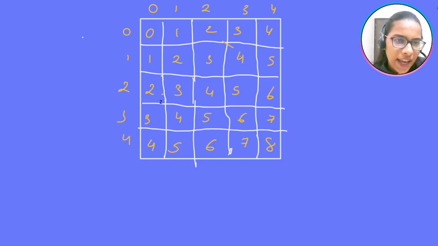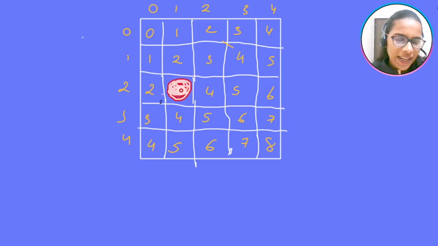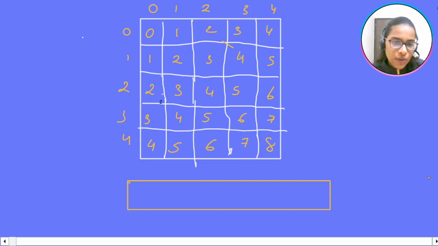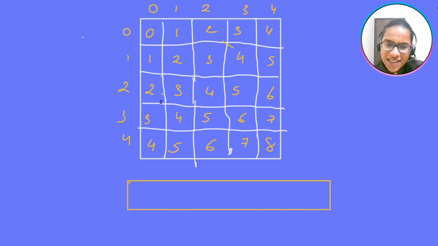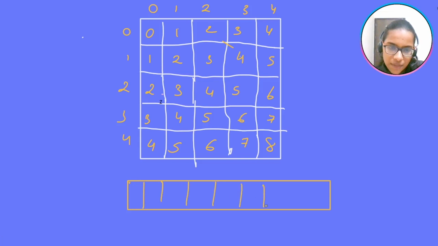So what can be done? Suppose I place a queen right over here. I will have one more array. How many elements should it have? Over here, the values are going from 0 to 8, so it should have space to contain 9 elements: 0, 1, 2, 3, 4, 5, 6, 7, and 8.